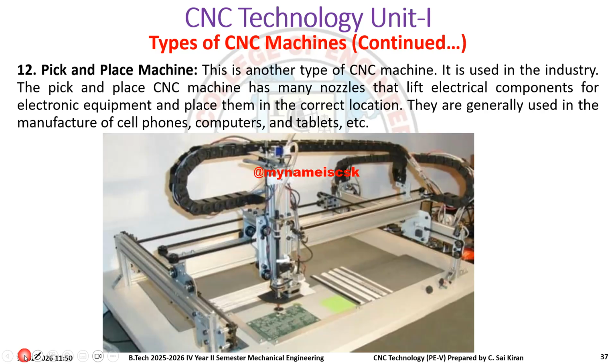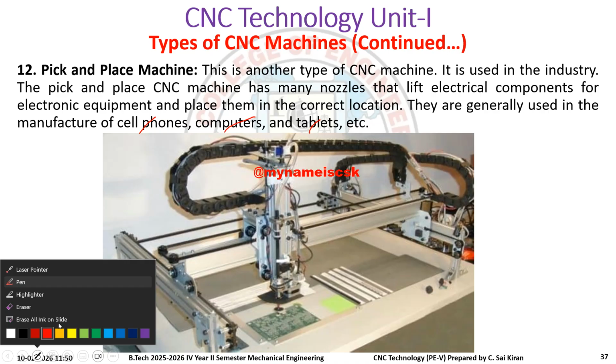Next, the pick and place machine. It picks the object from one place and places it on the other side, and it has many nozzles with correction. It is used in the manufacturing of cell phones, computers, tablets, etc. We use pick and place machines for this.